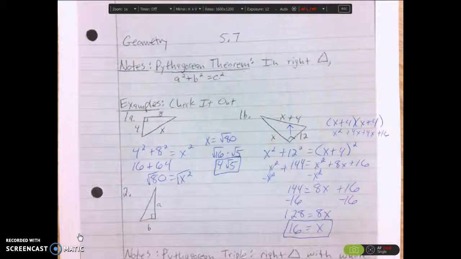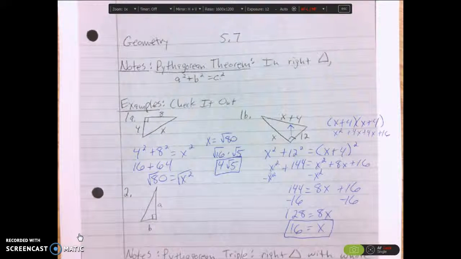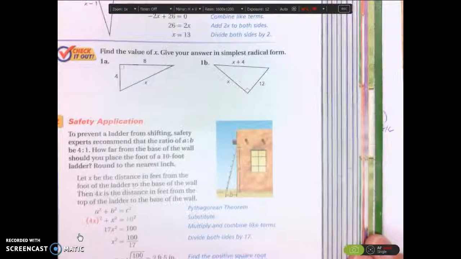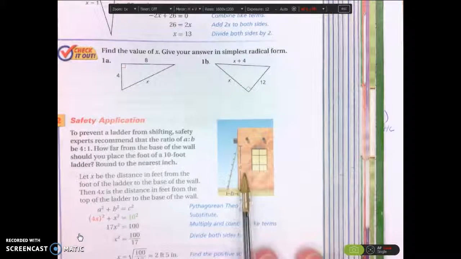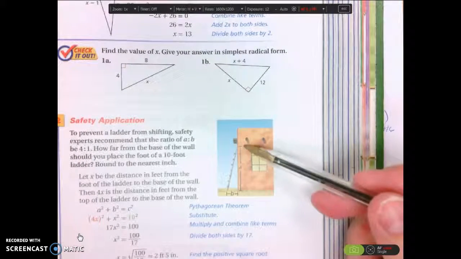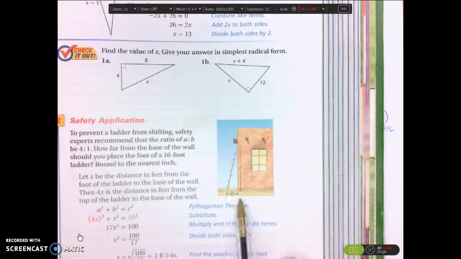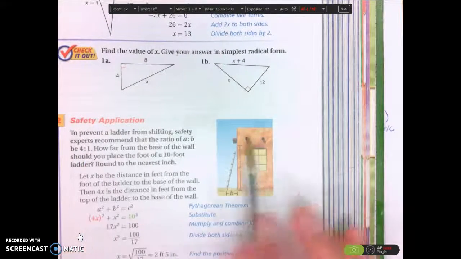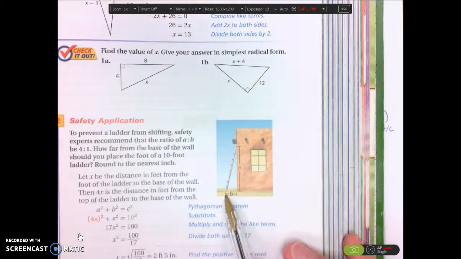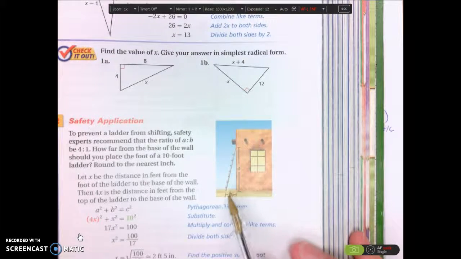1b, excuse me. The second example here is a story problem, and I'll pull up the book here real quick to show you. It's about a ladder, and it says right here that for a ladder, the ratio of A to B, so how high it goes up the wall compared to how far it should be away from the wall, is 4 to 1. So in other words, because this is 4 to 1, that means that A is actually 4 times B.